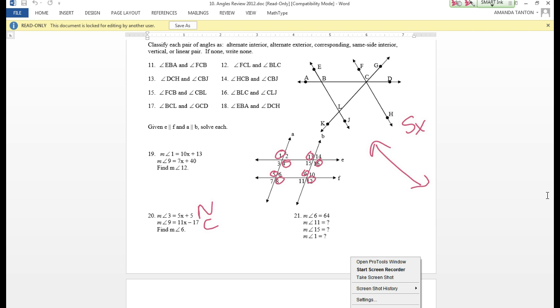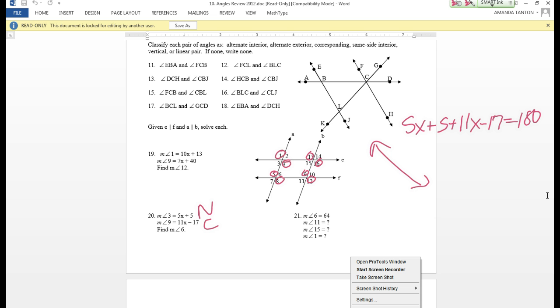So, 5x plus 5 plus 11x minus 17 equals 180. Did I lose anyone on the fact that they're supplementary? Is that okay? One's circled and one's not. So they're not the same angle, they're different. They're supplementary. So you would just solve that. Do you need me to show the algebra? Or do you want to move on and do some other problems?